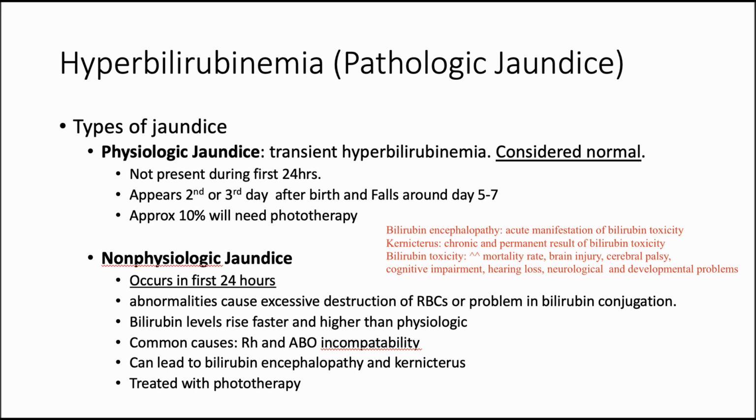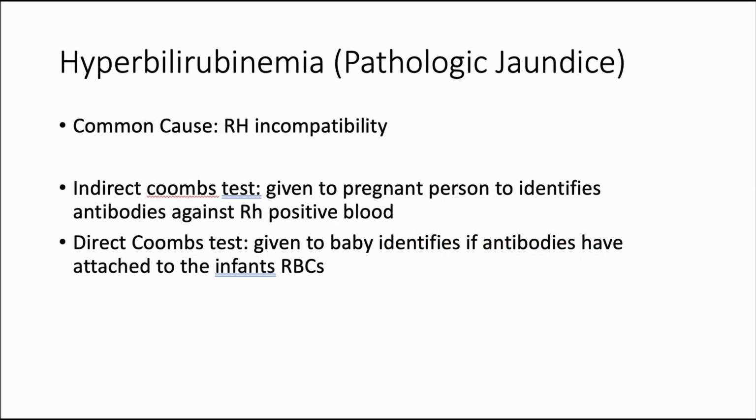So our bad jaundice is related to Rh incompatibility. These are the two tests that we can do that are related to this. We can do an indirect Coombs test, which is a blood test that's given to the mom while she's still pregnant. That's going to let us know that there are antibodies that are going to go against the baby's blood type. So that's a test we can do during the pregnancy to let us know that this is happening.